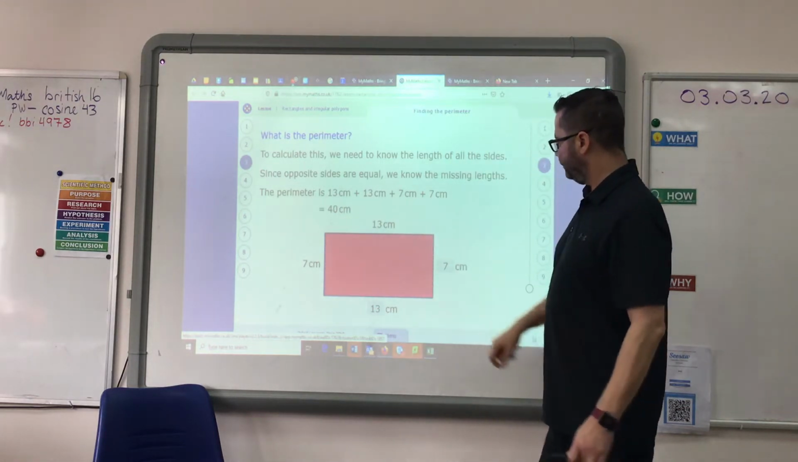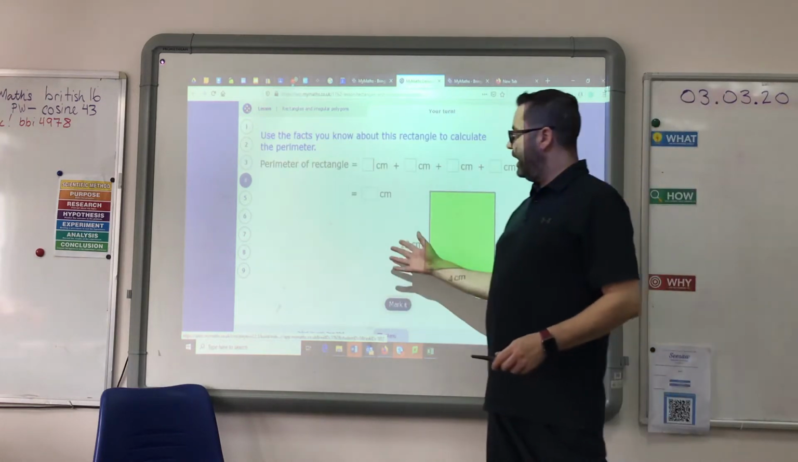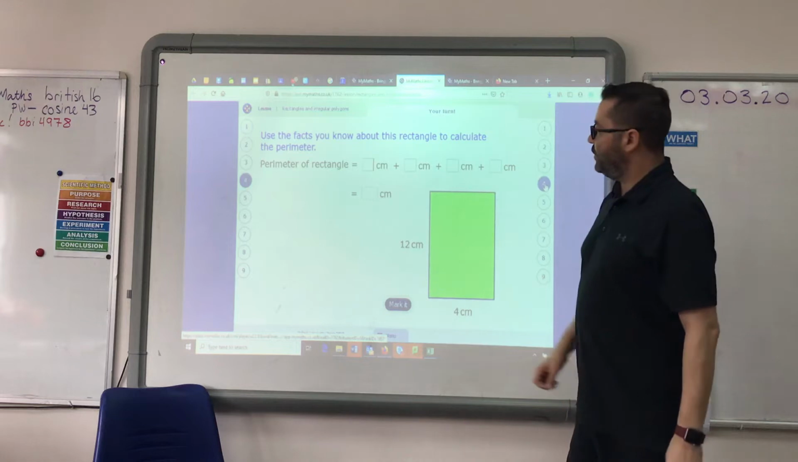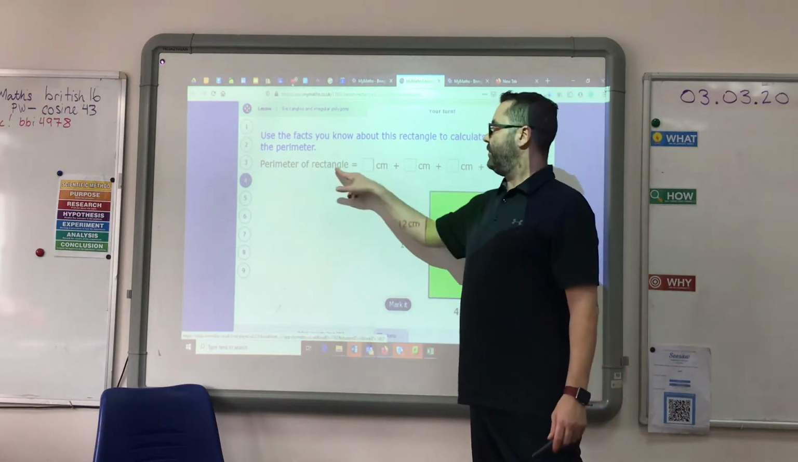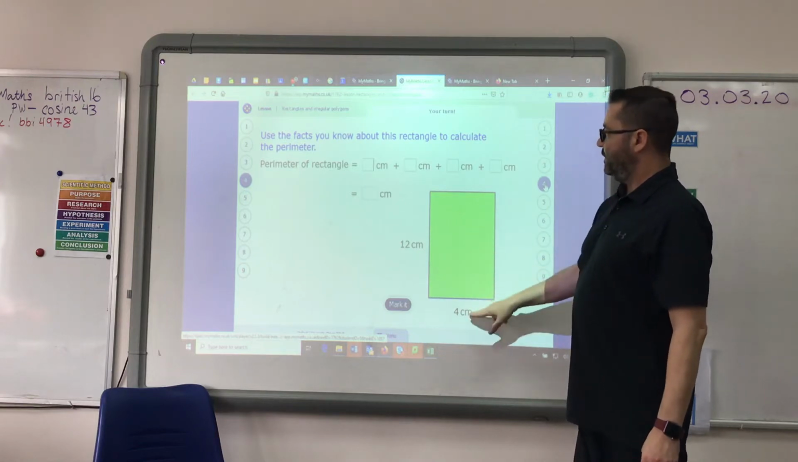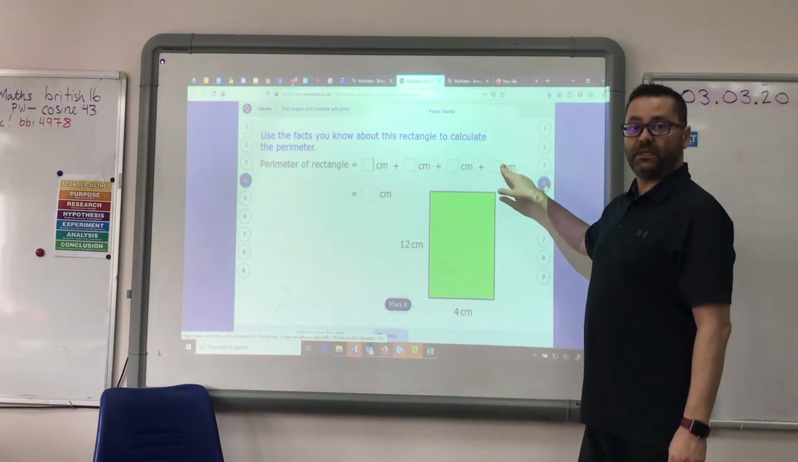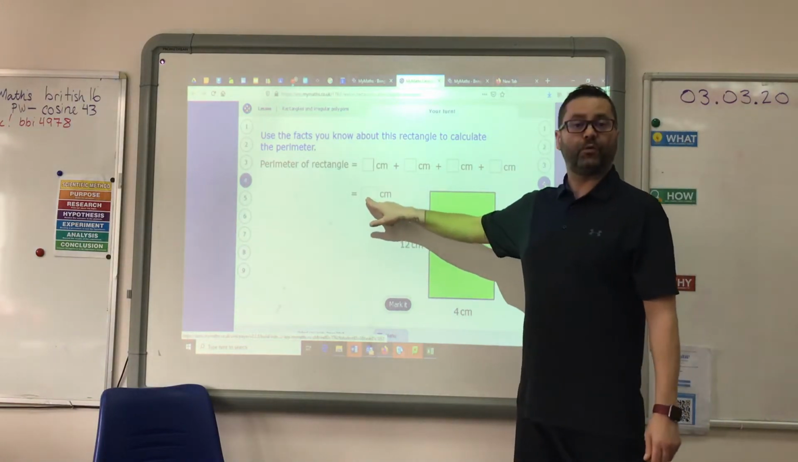Okay, so we can actually find missing numbers. Can you tell us what the perimeter of this rectangle is? Well, this is 12 centimeters. What would that be? This is 4 centimeters. What would that be? Can you put in the missing numbers to find the total perimeter of centimeters around this rectangle?